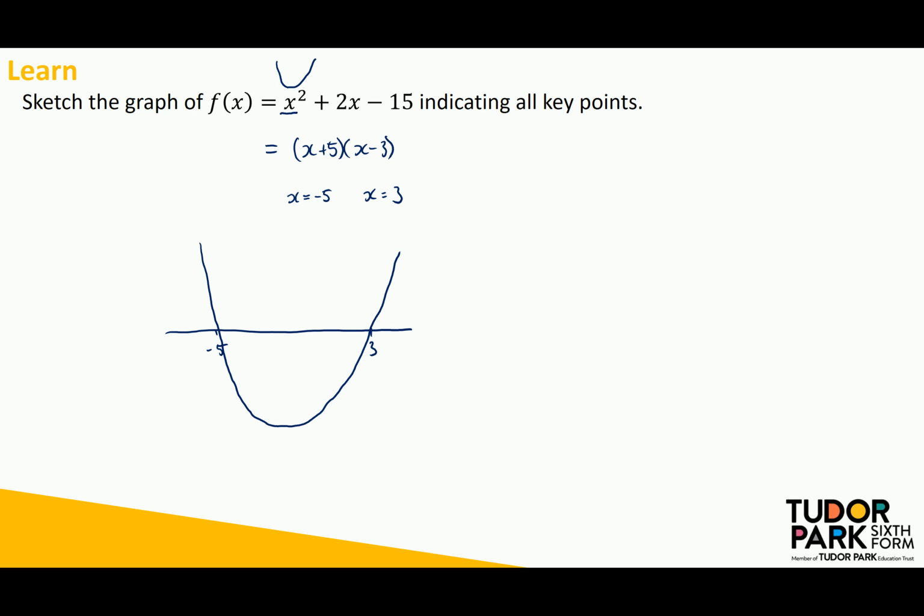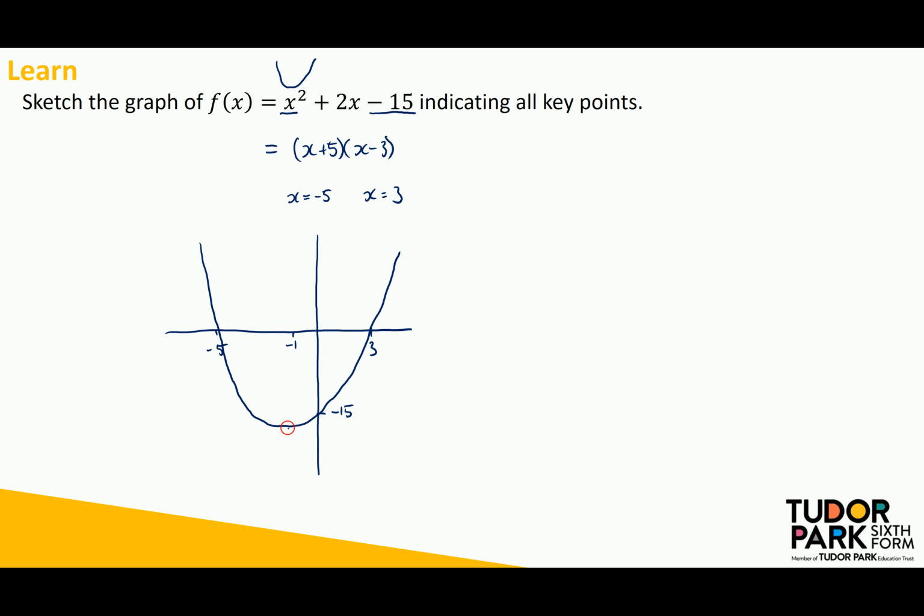And in fact, I know that this turning point is always going to be in the midpoint between the two roots. Now the midpoint here between 3 and minus 5 is negative 1. The other thing that I haven't drawn on at the moment is the y-axis. Now the y-axis actually should go through here on my graph, and the intercept here I can read straight from the original function. The intercept there is going to be negative 15.